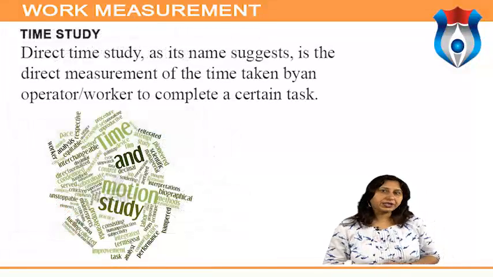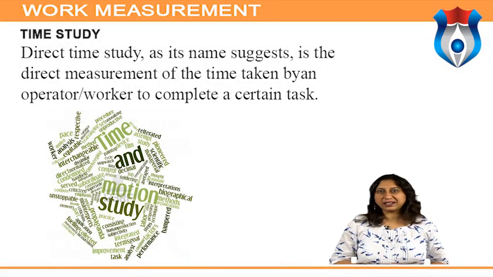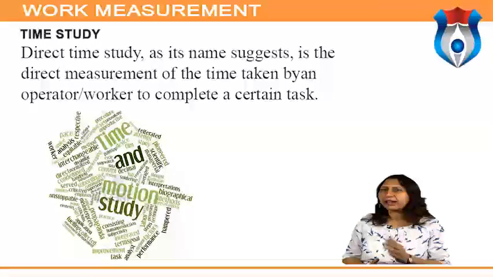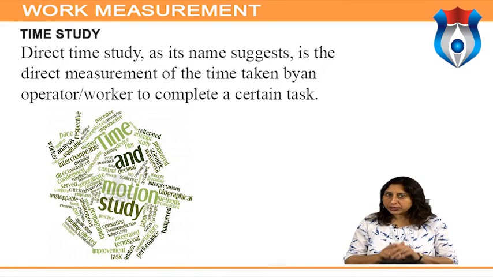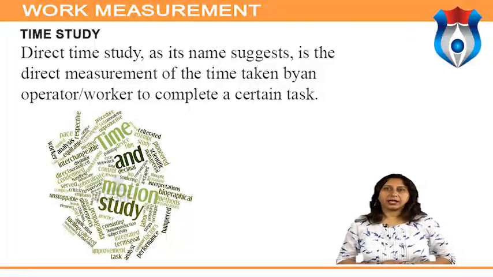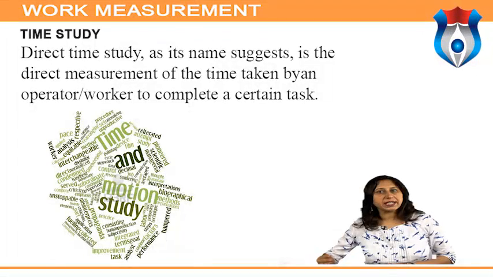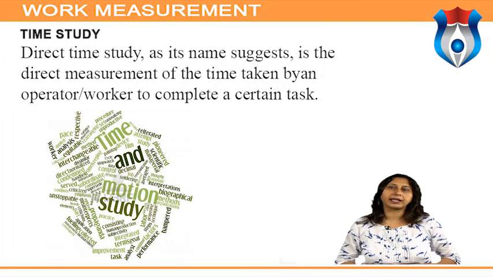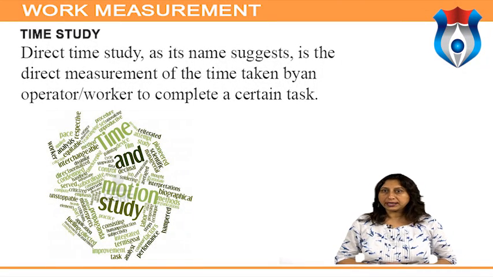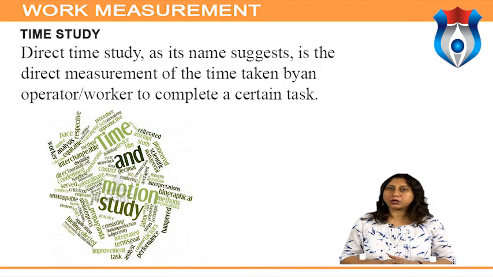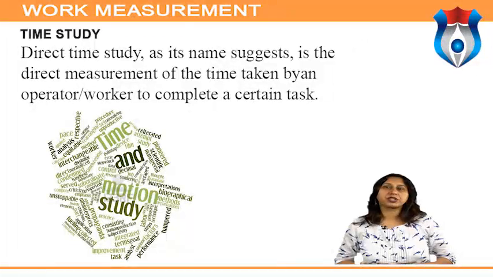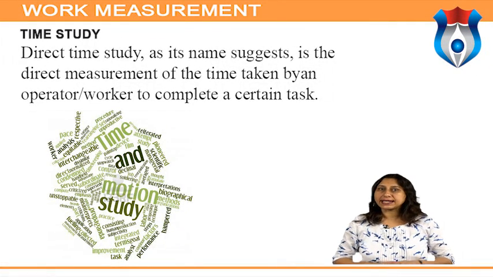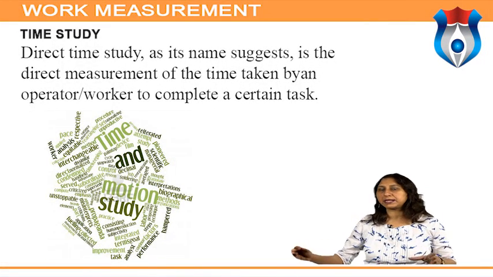Now moving on to the next topic, we will discuss time study. Direct time study, as its name suggests, is the direct measurement of the time taken by an operator or worker to complete a certain task. It involves the subdivision of the entire task into the various work elements that it is composed of and measuring the time taken to accomplish each work element. The total operation time is then calculated as the sum of the individual work element times.